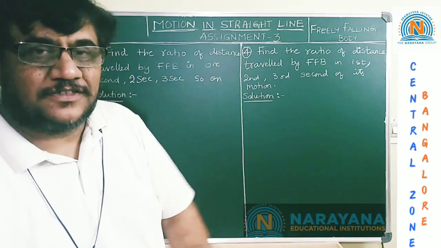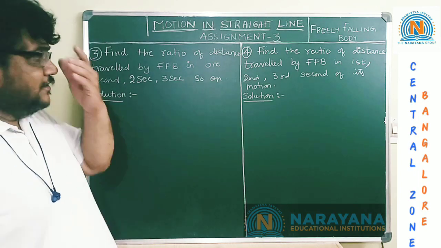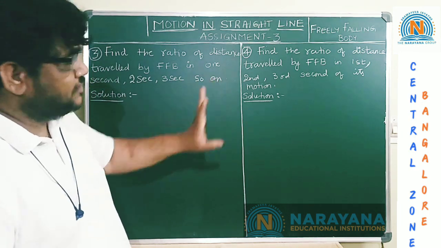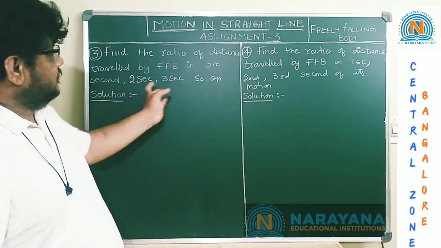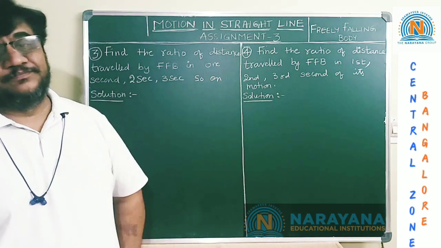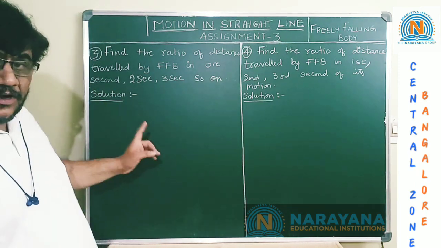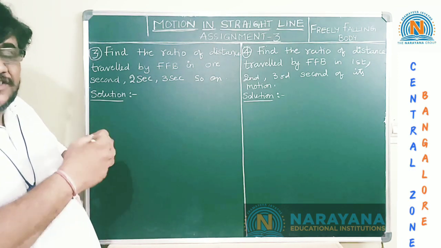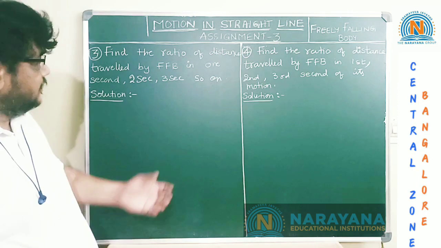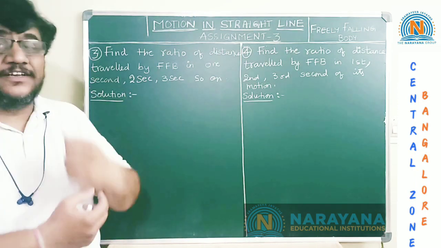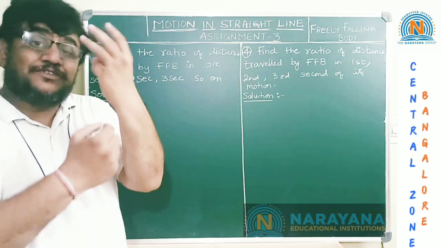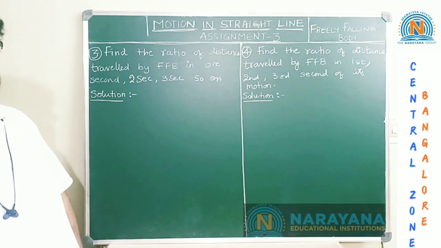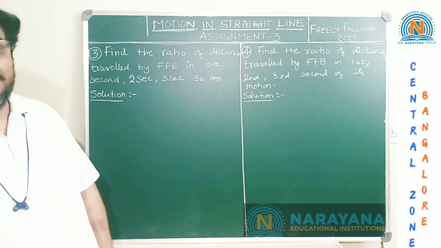In this assignment we are discussing freely falling body. See, for most of the children, these two questions will appear to be the same type of questions, but they are not the same. For freely falling body, we have to find out what is the distance travelled in the first 1 second, what is the distance travelled in 2 seconds, in 3 seconds, in 4 seconds, like that. That is the first problem.